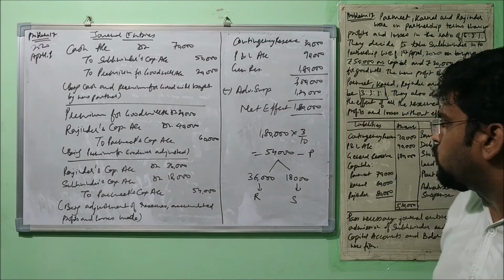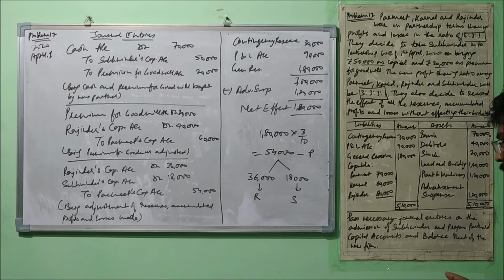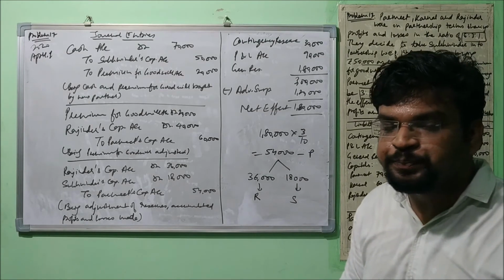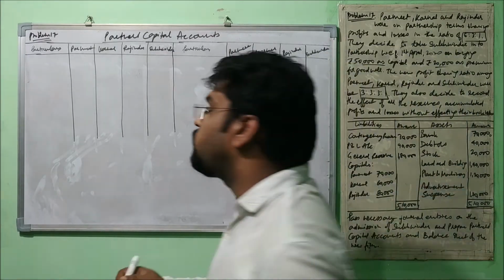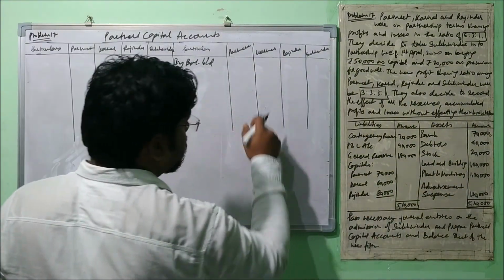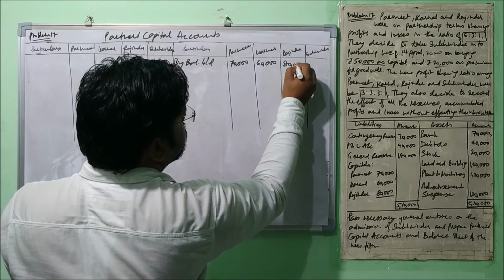Okay, so this was all about the journal entry part. Because the revaluation account is not required in that, we will move towards the capital account. So here is the format of the partners' capital account. Without wasting much time, let's start. Very first, we put the balances: 70,000, 60,000 and 80,000.